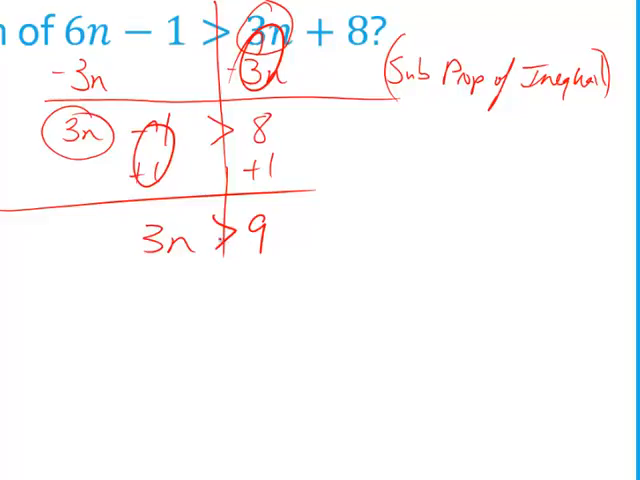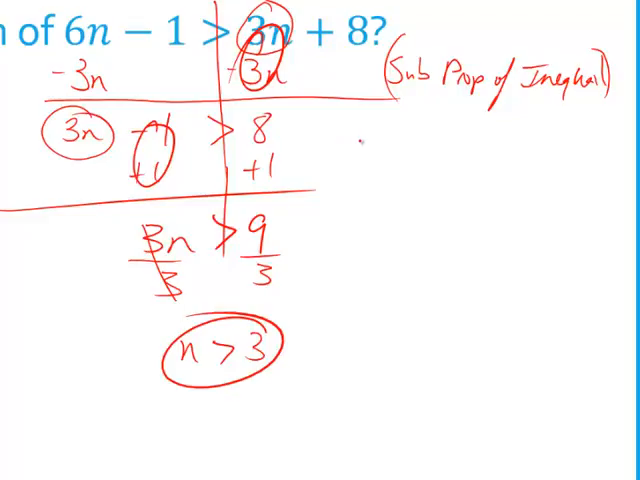Last step, we need to divide by the coefficient to isolate the variable. So the coefficient is 3. So divide by 3 on both sides. So then 3 over 3 becomes 1. So n is greater than 9 over 3 becomes 3. There we go. That's example 4.